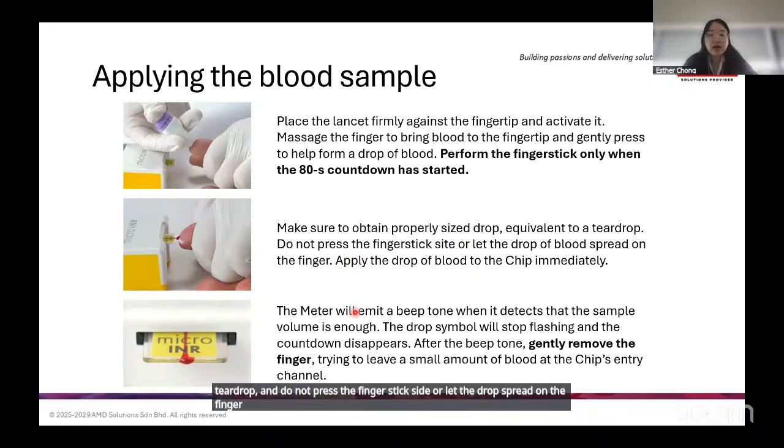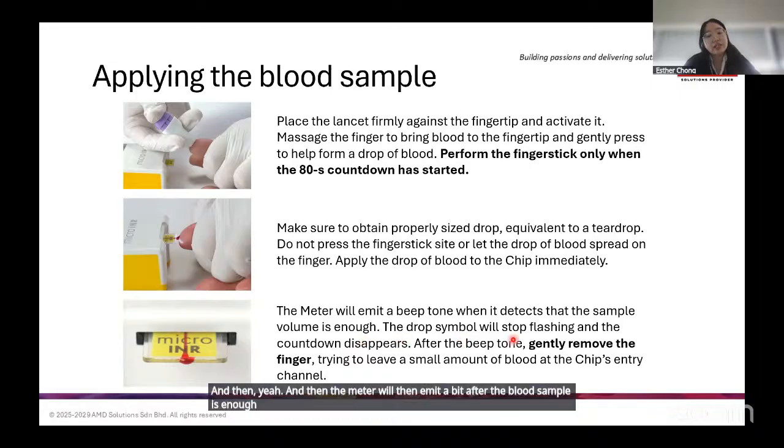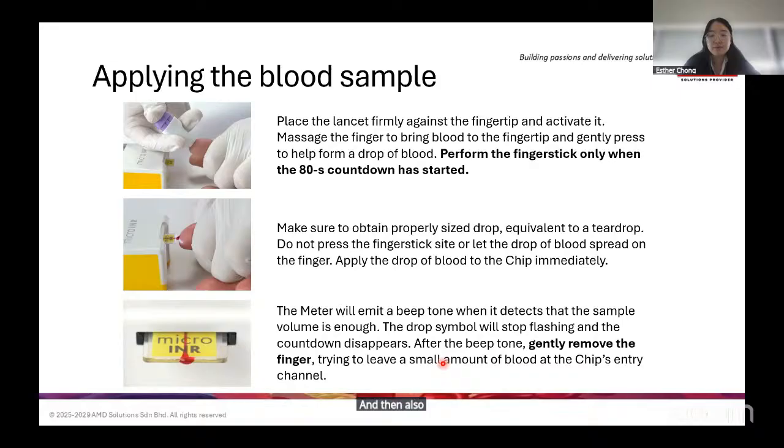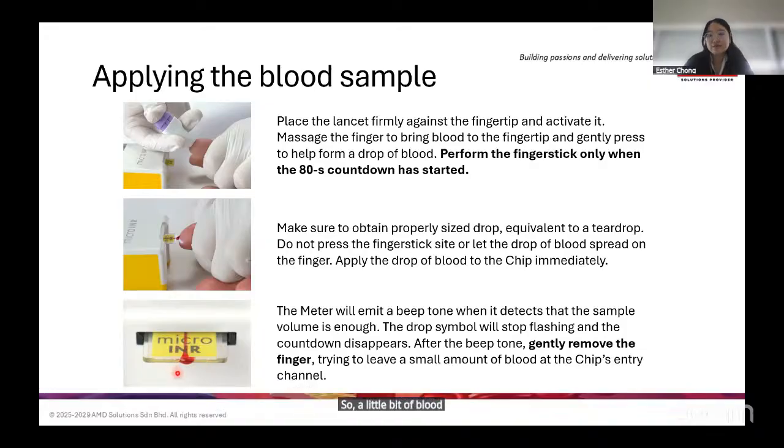And then the meter will emit a beep after the blood sample is enough, and a drop symbol will start flashing and the countdown will disappear. It means that the system will start to calculate the PT time and also give the INR. After the beep tone, gently remove the finger and leave a small amount of blood on the chip entry channel, like this. So a little bit of blood at the chip entry channel.